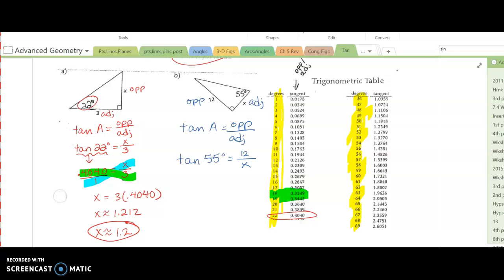Okay, so hopefully you said 12 was across from, it's the opposite side. X is next to, it's the adjacent side. And so tangent of 55 equals opposite 12 over adjacent x. So then you go to your table, tangent of 55 is 1.4281. Again, we're going to cross multiply to solve this situation for x.